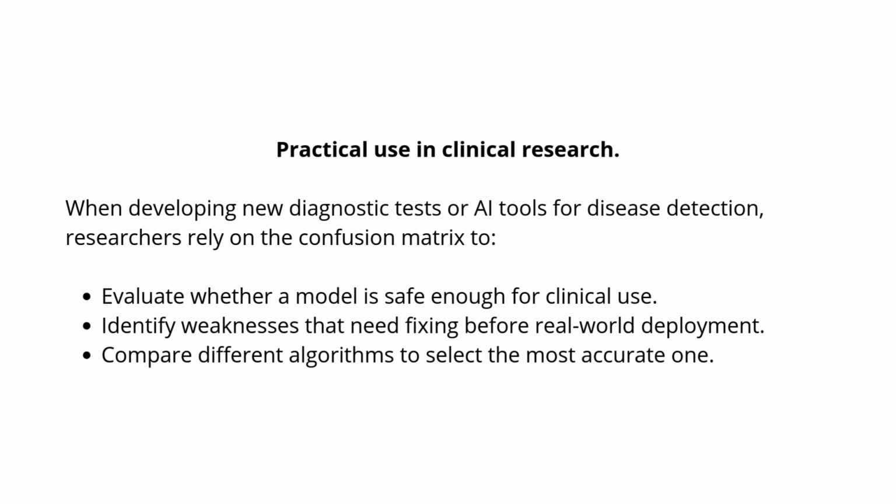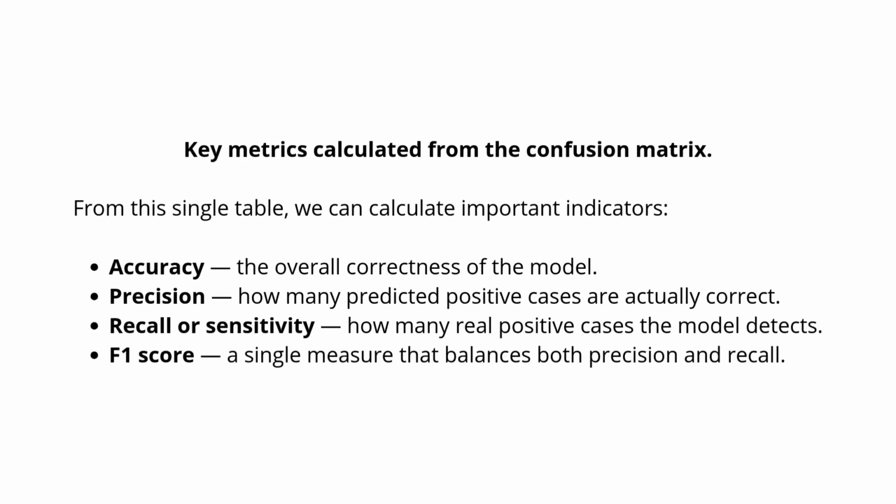Practical use in clinical research. When developing new diagnostic tests or AI tools for disease detection, researchers rely on the confusion matrix to evaluate whether a model is safe enough for clinical use, identify weaknesses that need fixing before real-world deployment, compare different algorithms to select the most accurate one.